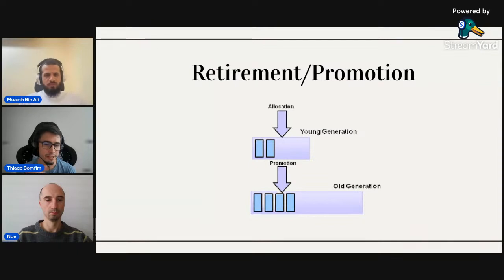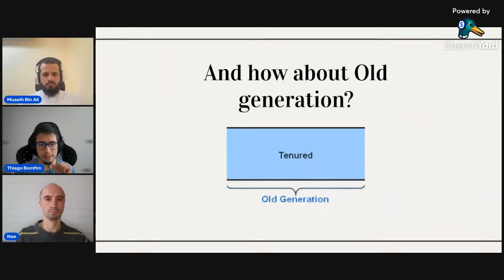But basically, they go from the young generation to the old generation. Okay, this is the promotion, and this happens after moving from one survivor space to another so many times. Okay, we talked about the young generation and how it works. Now, let's talk about the old generation. How does it work? It's the same thing.